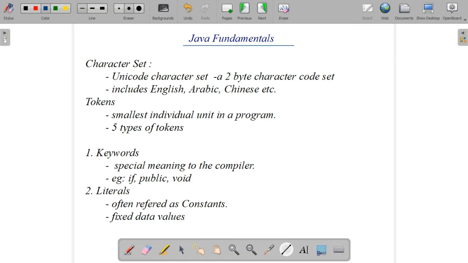Java uses a unique character set, that is the Unicode character set. So what is the Unicode character set? The Unicode character set is a 2-byte character code that has characters representing almost all characters in almost all human alphabets and writing systems around the world, including English, Arabic, Chinese, and many more languages of the world.